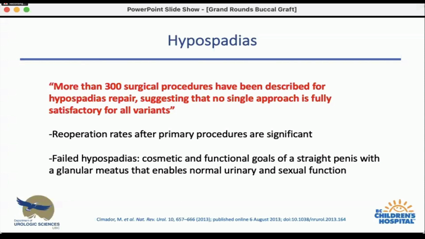More than 300 surgical procedures have been described for hypospadias repair, suggesting that no single approach is fully satisfactory for all variants. Many studies have documented a significant rate of reoperation after the primary procedure, and failed hypospadias occurs when the primary surgery does not achieve the cosmetic nor the functional goals of a straight penis with a glandular meatus that enables normal urination and sexual function. It is worth noting here that none of the repairs available to date can actually create a urethra with the same biological and urodynamic properties as the native one.